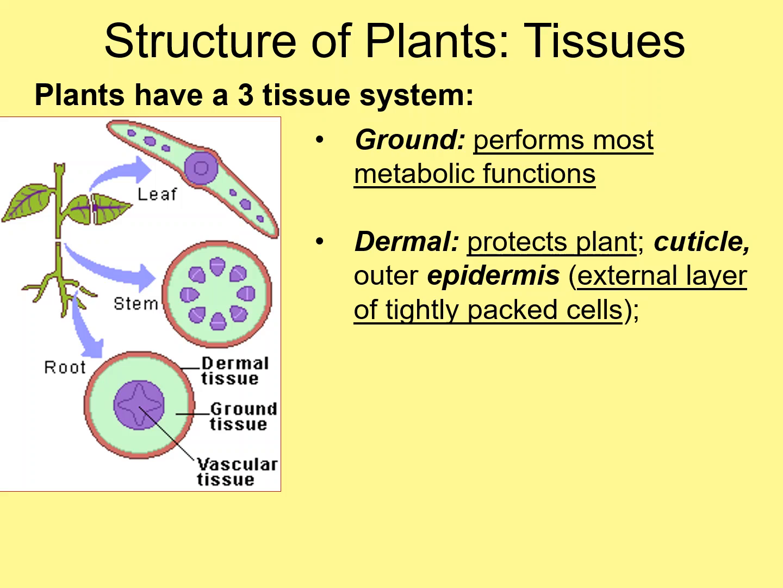And then you have the dermal tissue. This is the outer layer. It's sort of analogous to our skin, for example. This is where you find the cuticle.